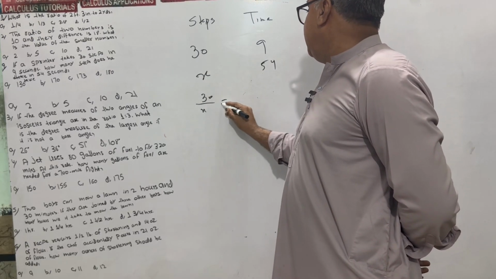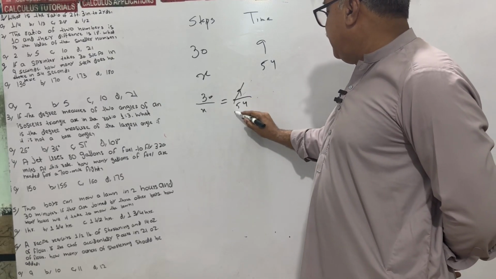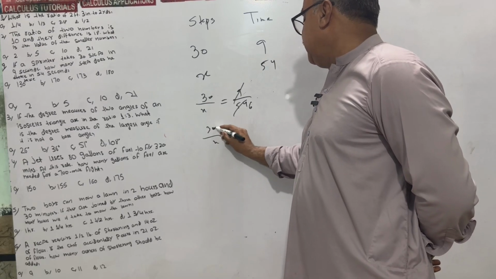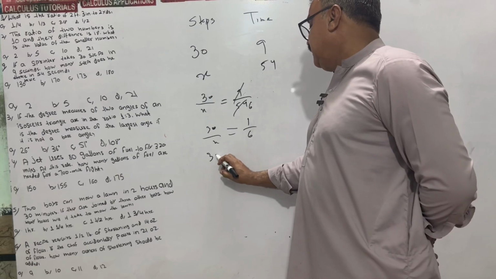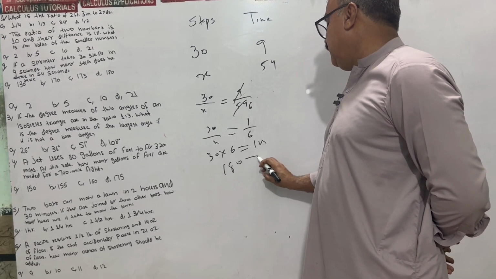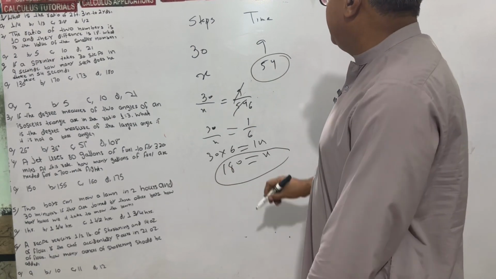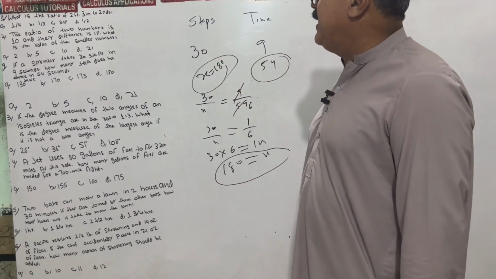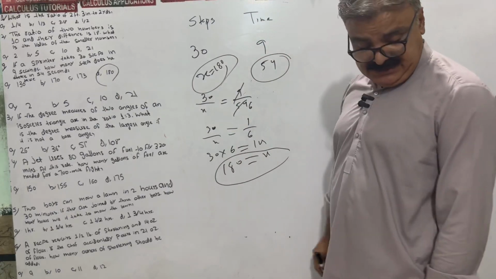30 over x is equal to 9 over 54. Applying the table, 9 times 6 is 54. So 30 divided by x is equal to 1 over 6. Cross multiply: 30 times 6 is equal to 1 times x. 180 is equal to x. It means in 54 seconds he can sprint 180 steps. Option D is the right option in that case.